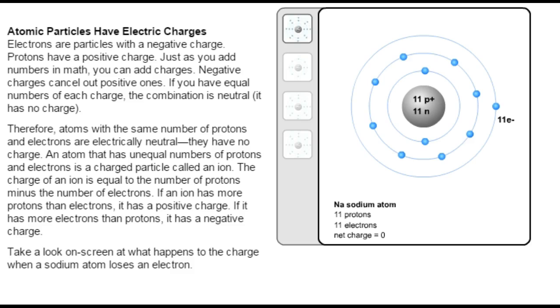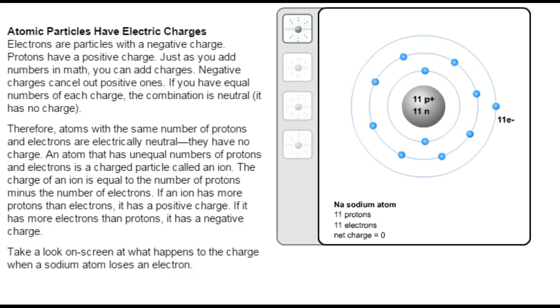Atomic particles have electric charges. Electrons are particles with a negative charge. Protons have a positive charge. Just as you add numbers in math, you can add charges. Negative charges cancel out positive ones. If you have equal numbers of each charge, the combination is neutral. It has no charge. Therefore, atoms with the same number of protons and electrons are electrically neutral.